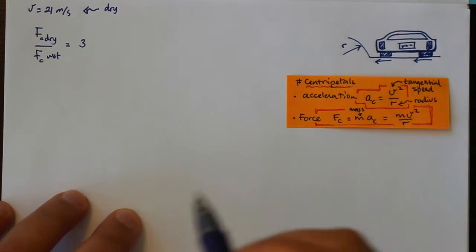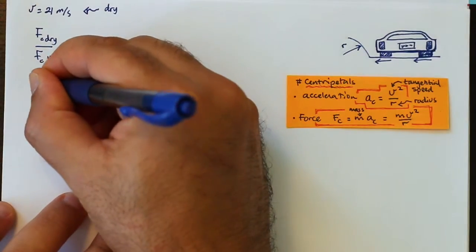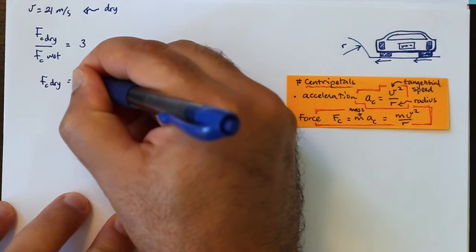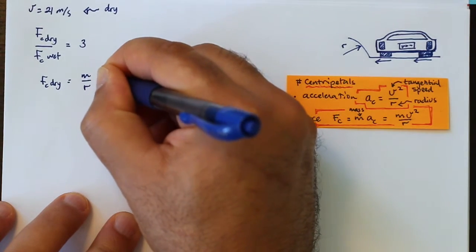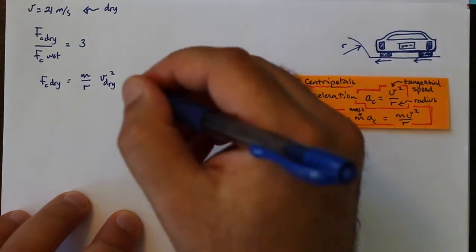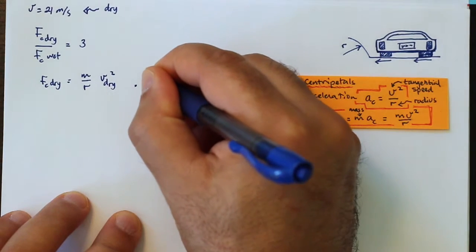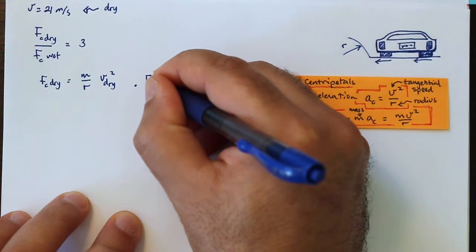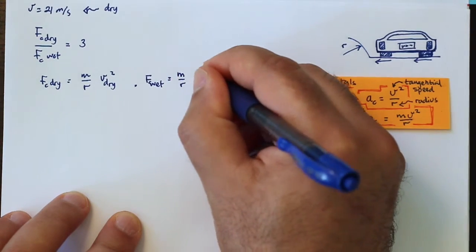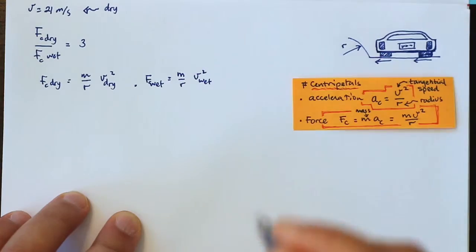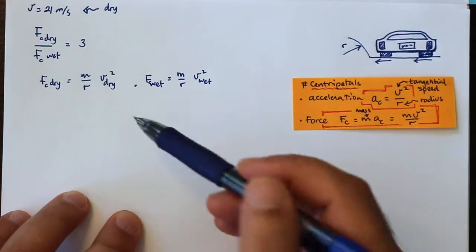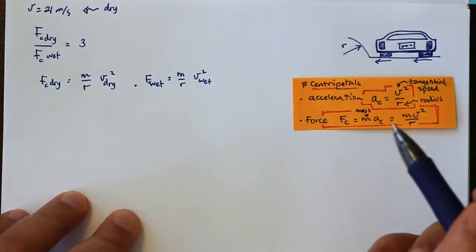Okay, so the force then, when it's dry, is equal to the mass over the radius multiplied by v dry squared. And similarly for wet, I know that the centripetal force wet is equal to the mass over the radius multiplied by v wet squared. So if I know the ratio between these two, then I know the ratio between the v squares.